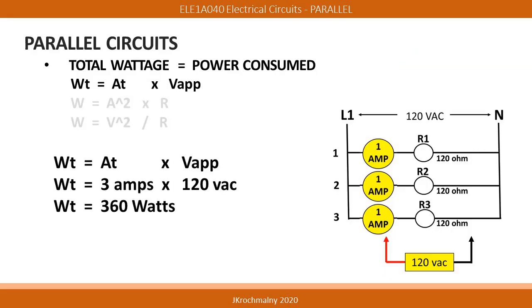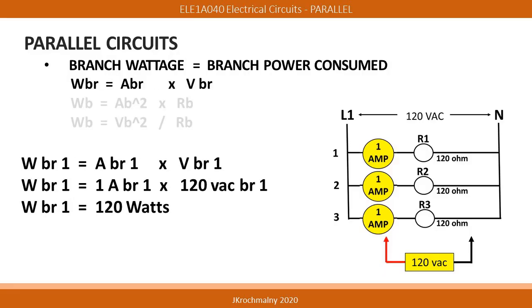In parallel electric circuits, the total wattage is made up of loads involving 3 branches and each branch using 1 amp each. Adding up the branch amperages, we see a total of 3 amps being supplied to the circuit from its source of 120 volts AC. The total wattage of the circuit is the total amperage multiplied by the applied voltage. In this example, 3 total amps multiplied times 120 volts applied to the circuit gives us 360 watts total consumed by the circuit.